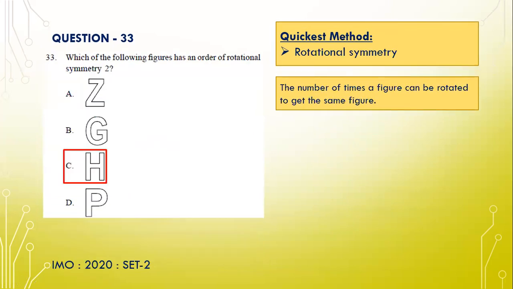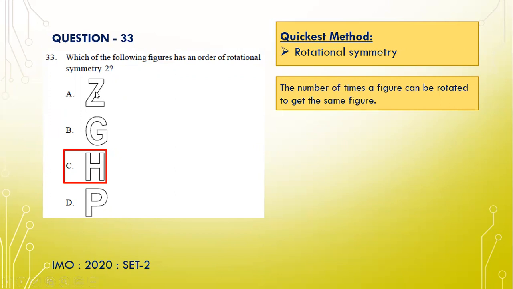Which of the following figures has an order of rotational symmetry 2? What is rotational symmetry? The number of times a figure can be rotated to get the same figure. A circle has got infinite rotational symmetries, isn't it? A square will have 4. If you rotate a square 90 degrees, it will become the same square. Similarly, if you rotate this H 180 degrees, either clockwise or anti-clockwise, you will get the same H, isn't it? So H has got rotational symmetry of 2.